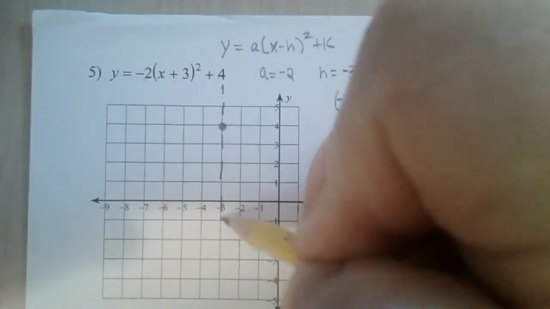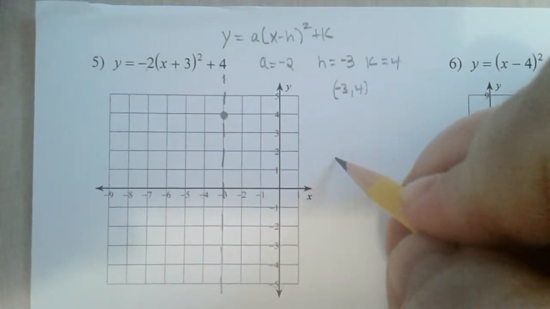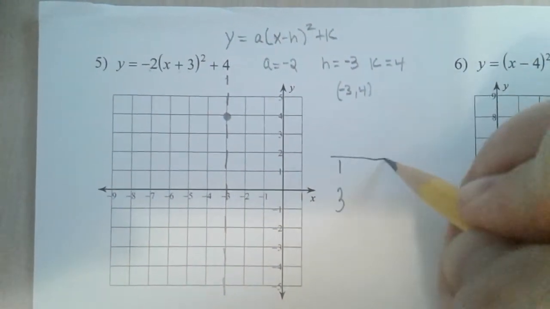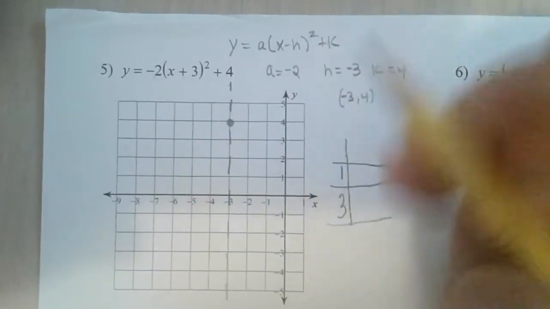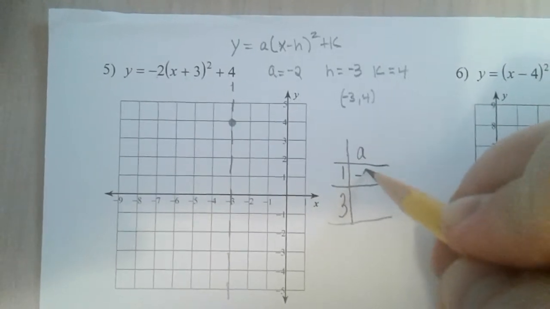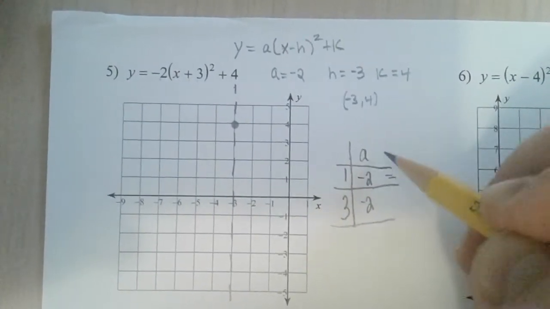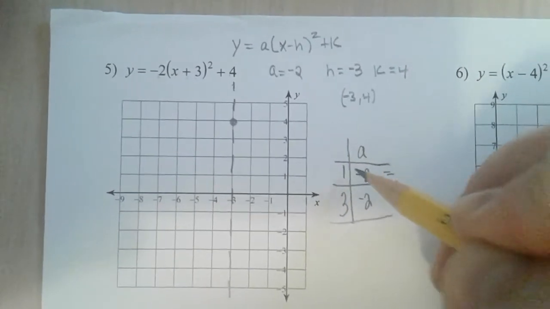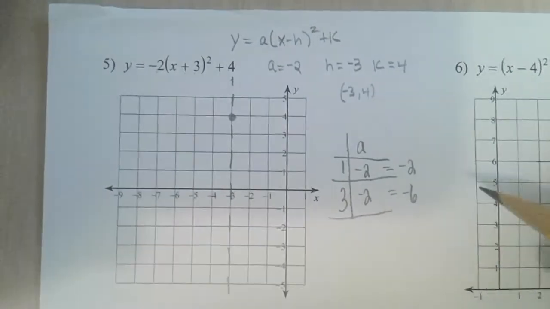we should have plenty of room to fit this graph on the plane. Okay, and now we're going to always start with our first odd numbers, 1 and 3. We take our a value, we write that in our second column, and then we just want to multiply across. So 1 times negative 2 is negative 2. 3 times negative 2 is negative 6.